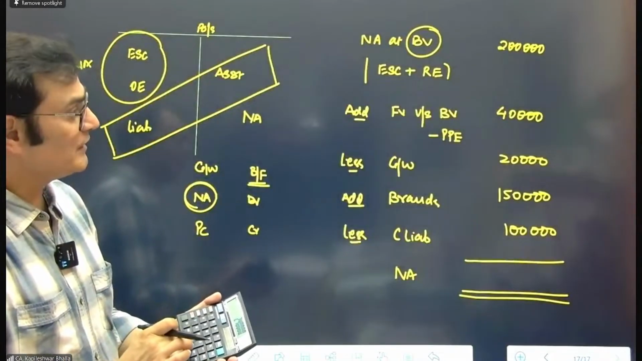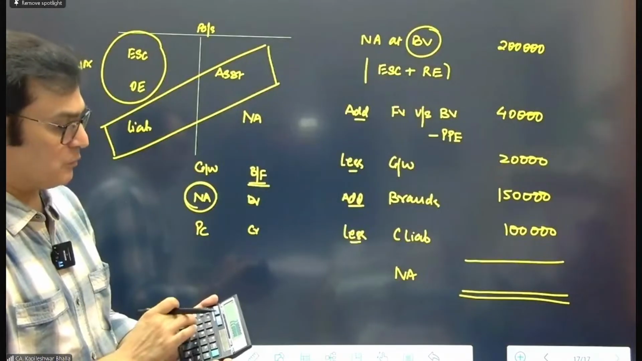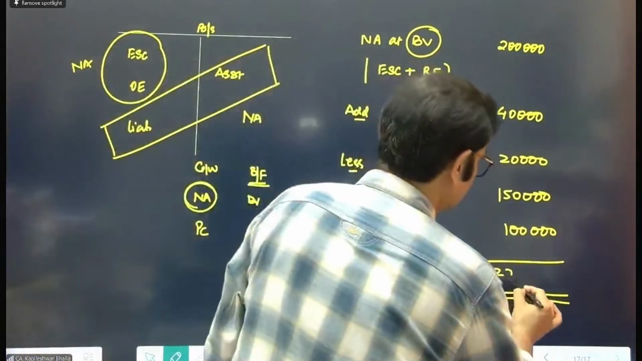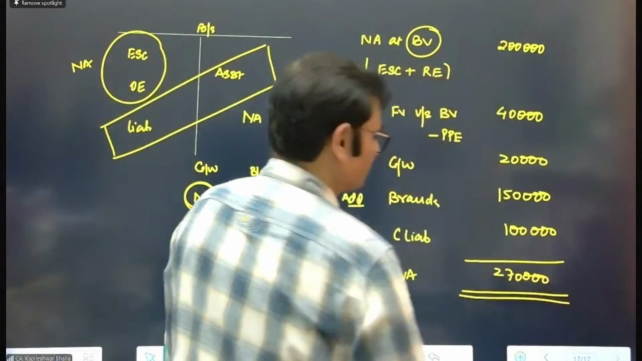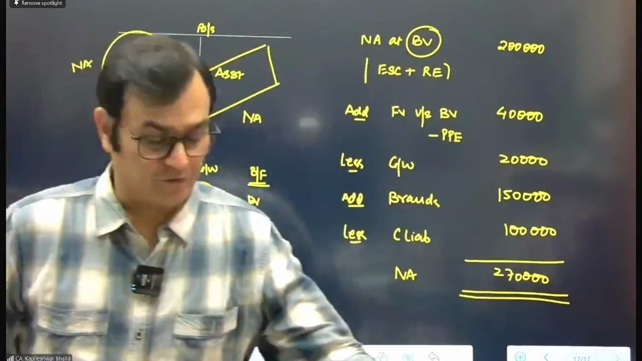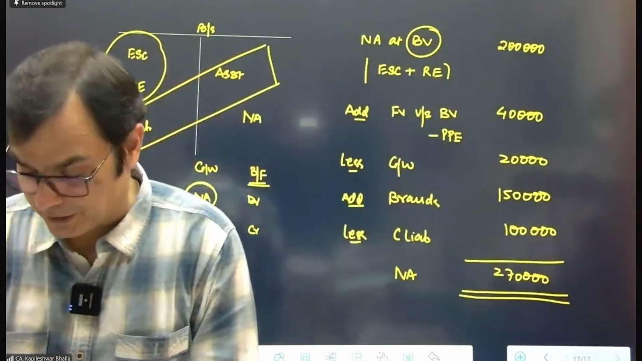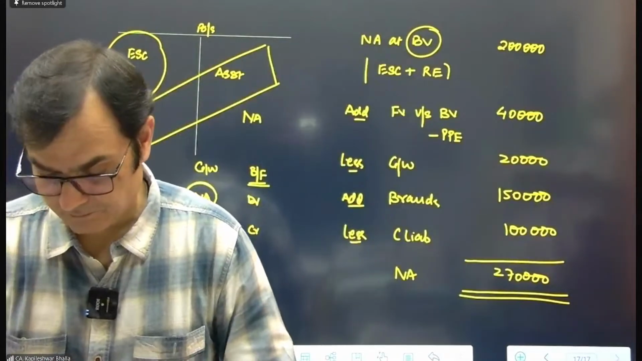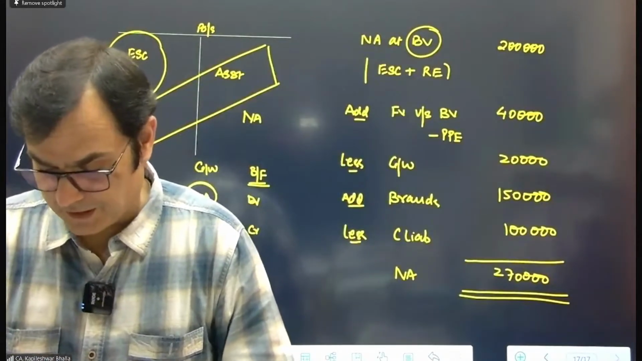This is, I think, 240 less 20 plus one other 150. And I think this is less. I think it's coming to 270 if I rightly calculate. Okay, so these are the inputs in terms of getting the list of the net assets. Okay, so this is done.